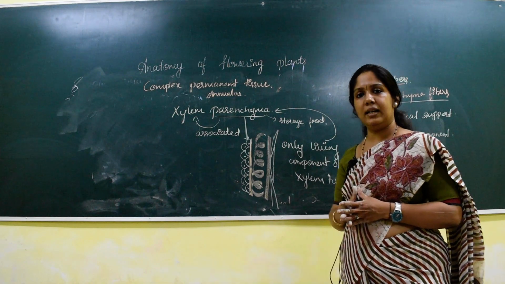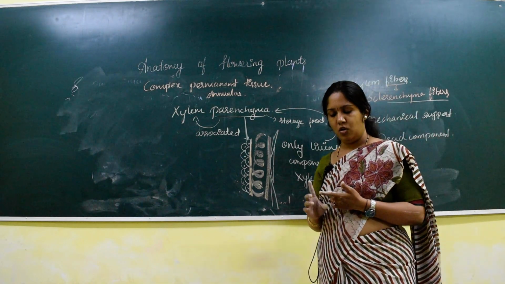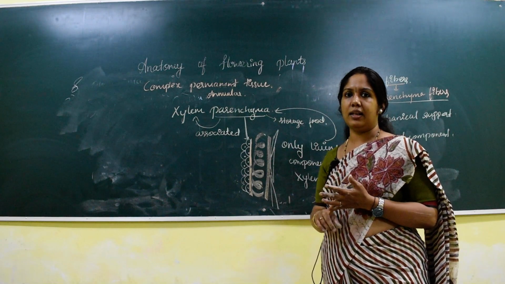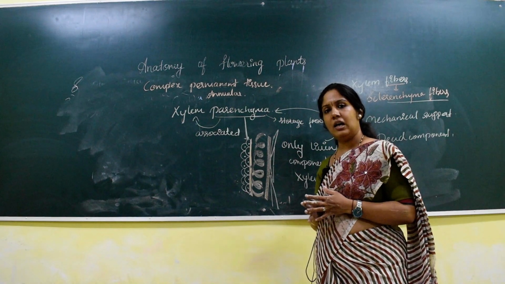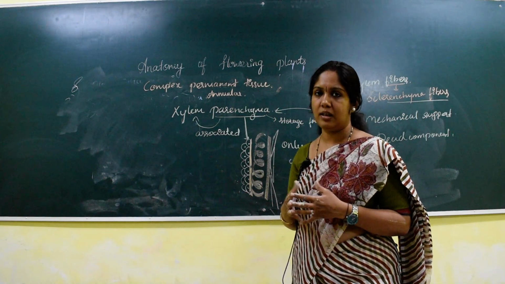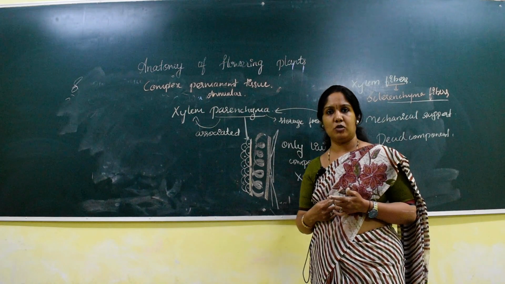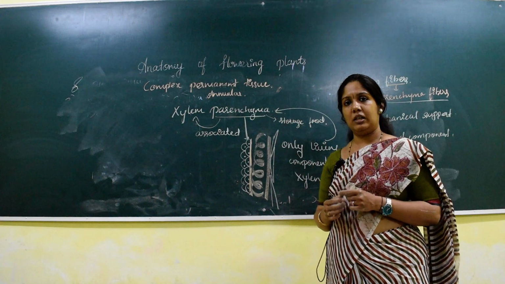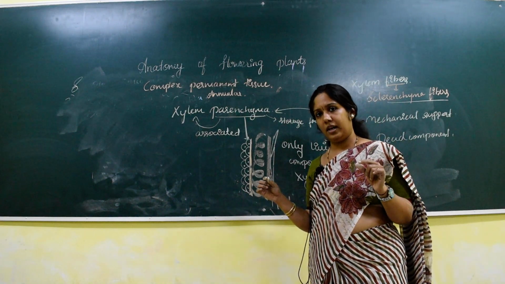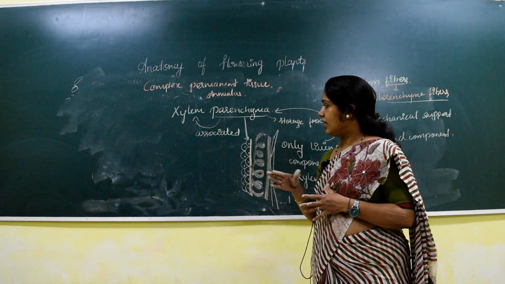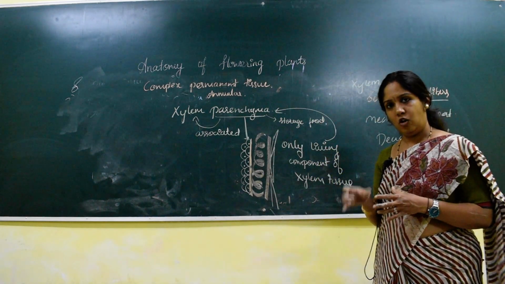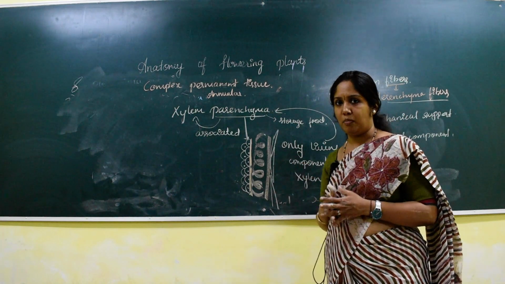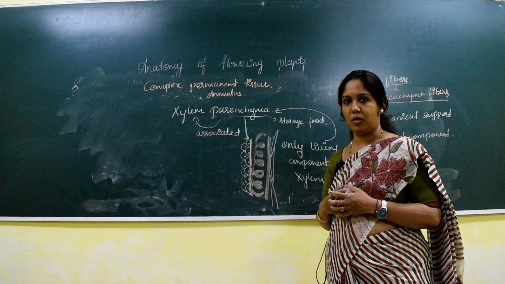Now the xylem consists of four main components. One is tracheids, trachea, xylem parenchyma and xylem fibers. The tracheids are mainly seen in lower forms of plants, that is in pteridophytes and gymnosperms, whereas the trachea is seen in angiosperms. The tracheids are elongated cells with tapering ends which overlap one another, whereas the trachea are elongated cells with blunt ends. They are both dead components, meaning they do not have a living protoplasm.